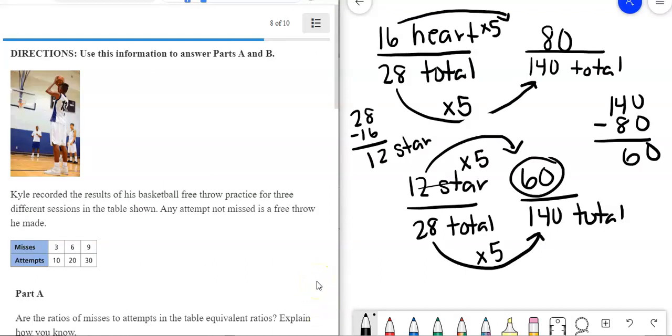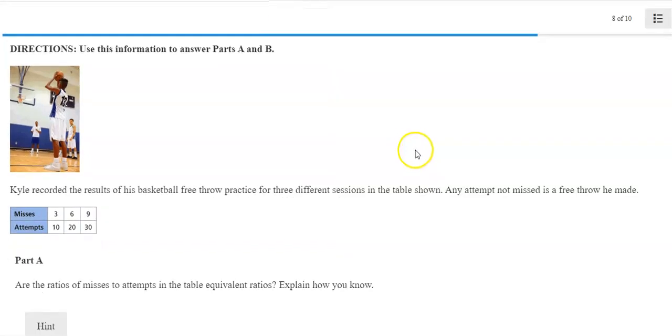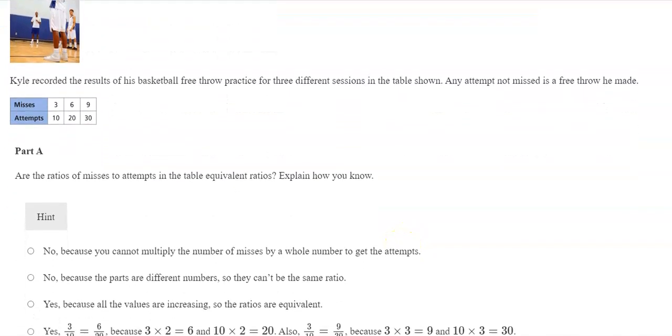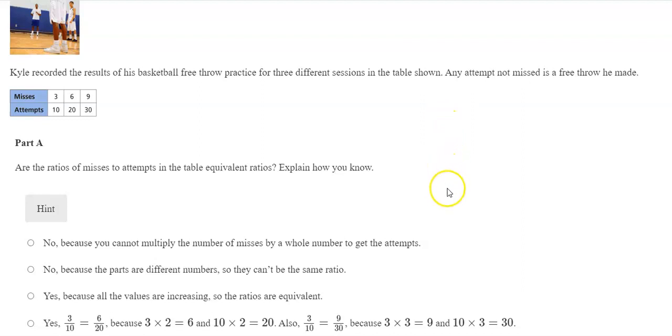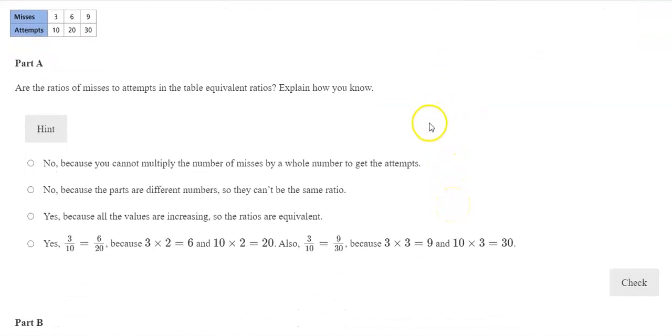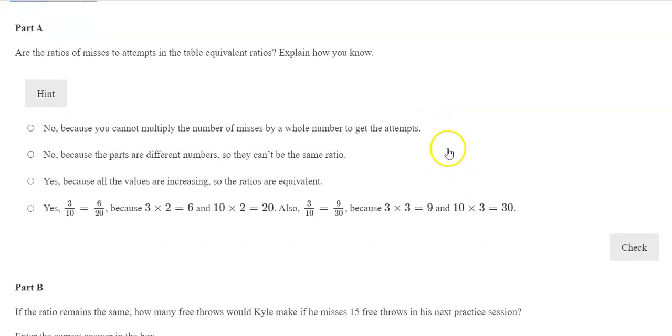Next. Okay, in your book, you'll be on page 172 now. And let's check out these last problems in your book. This is number 11. Kyle recorded the results of his basketball free throw practice for 3 different sessions in the table shown. Any attempt not missed is a free throw he made. So, are the ratios of misses to attempts in the table equivalent ratios? Yes, because of this right here.